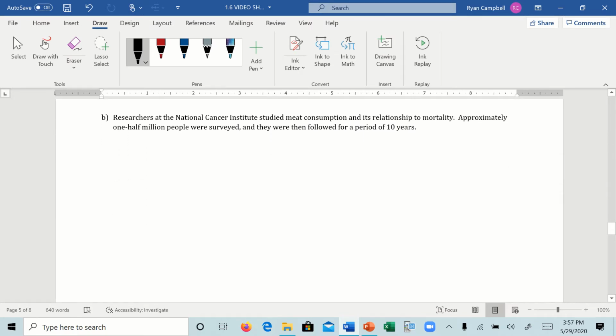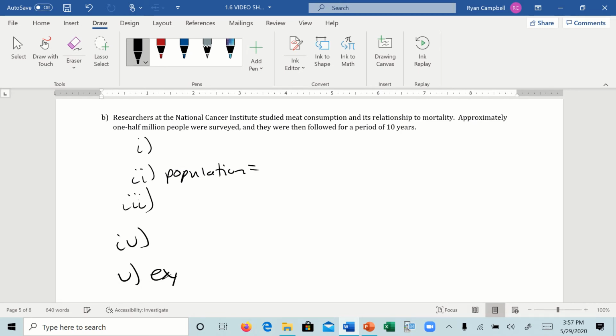Researchers at the National Cancer Institute studied meat consumption and its relationship to mortality. Approximately 500,000 people were surveyed, and they were followed then for a period of 10 years. So again, population probably be the easiest to figure out. Population or the experimental units. Right? So which one is which? So we see that they approximately looked at 500,000 people.